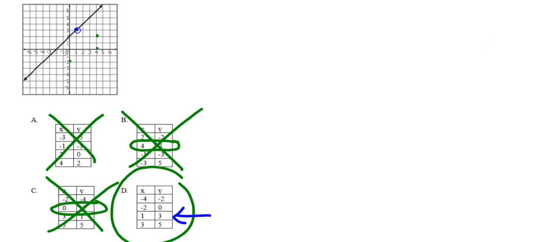1 on the X, 3 on the Y. There it is. Let's go ahead with 3, 5. 3 on the X, negative 2, 0, and negative 4, negative 2. You can see that every single point that's in that table is on the line. So the correct answer is D.